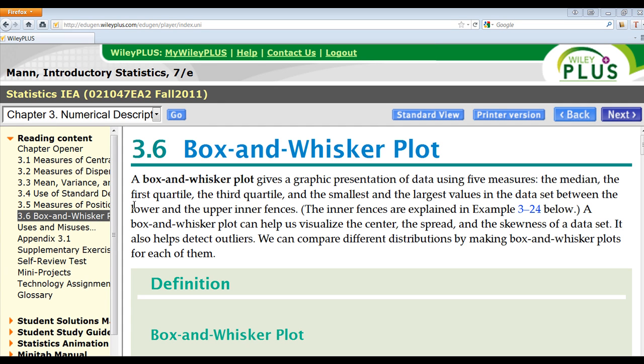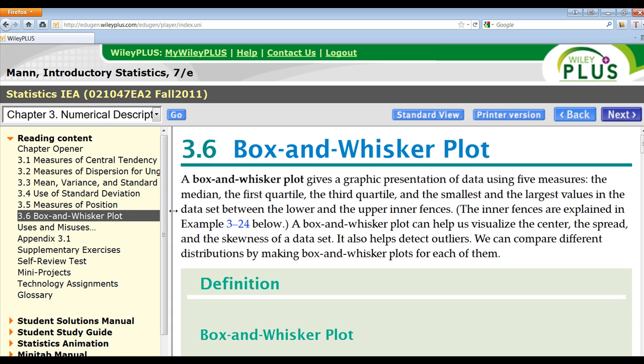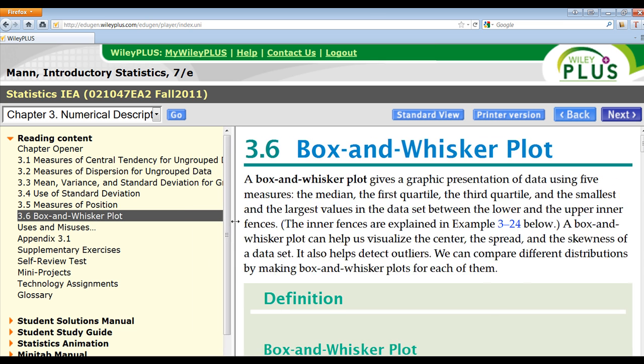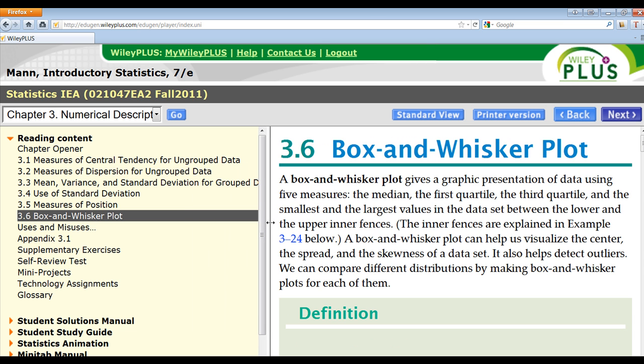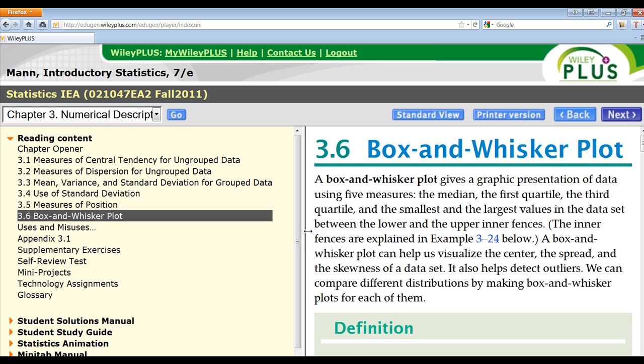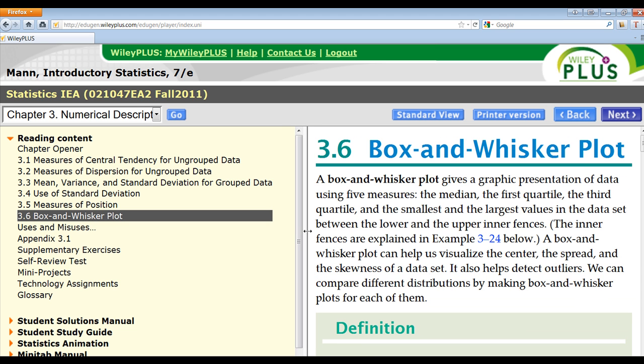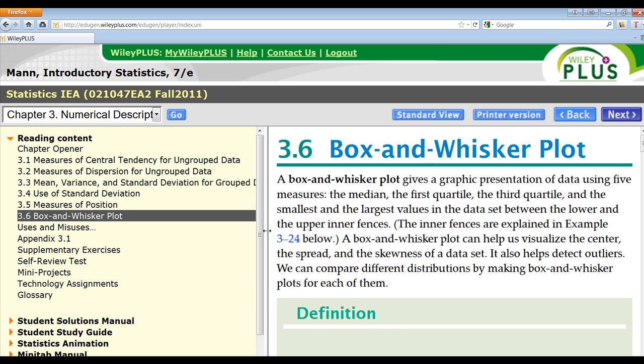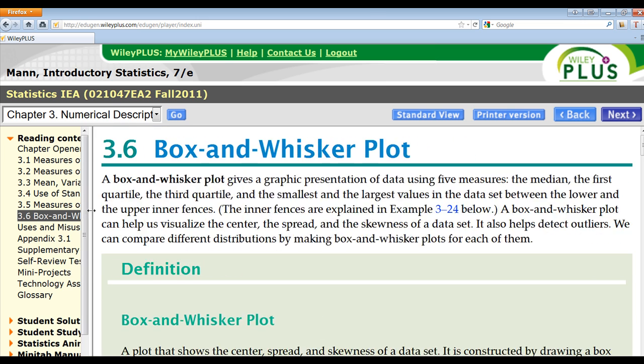Okay, so this is section 3.6 called Box-and-Whisker Plots. This is after we've covered measures of central tendency, measures of dispersion, the mean, variance, and standard deviation for grouped data, and the uses of standard deviation and measures of position. So let's take a look at this.